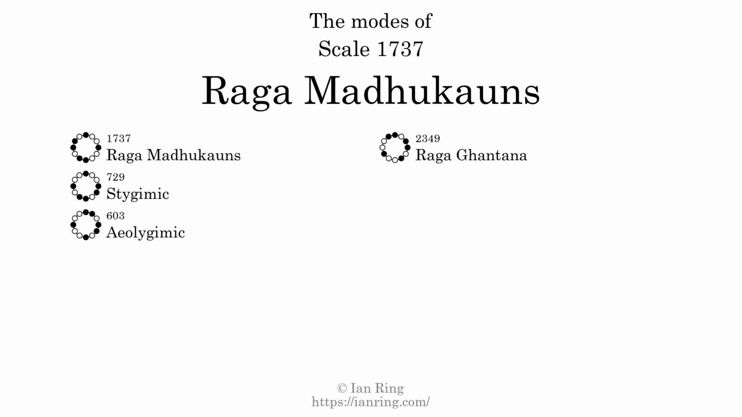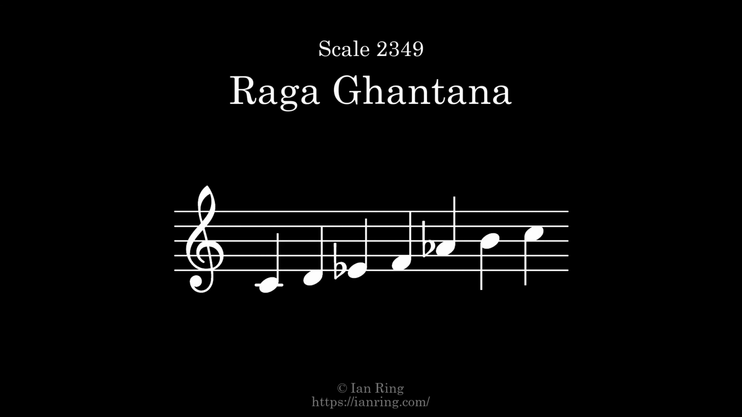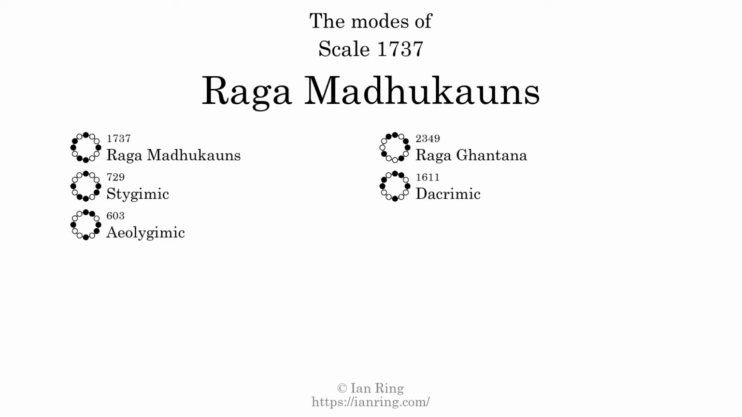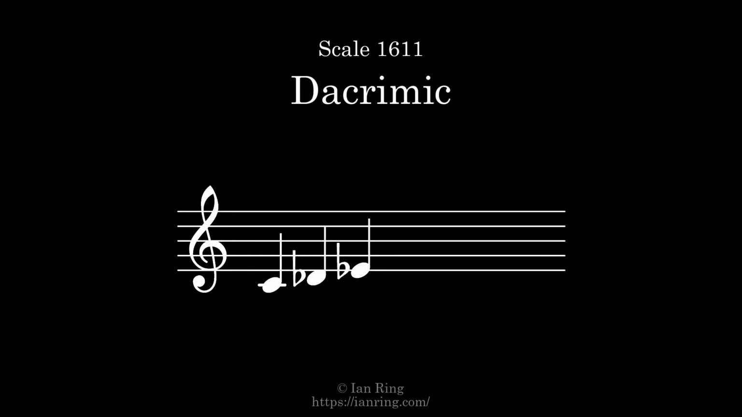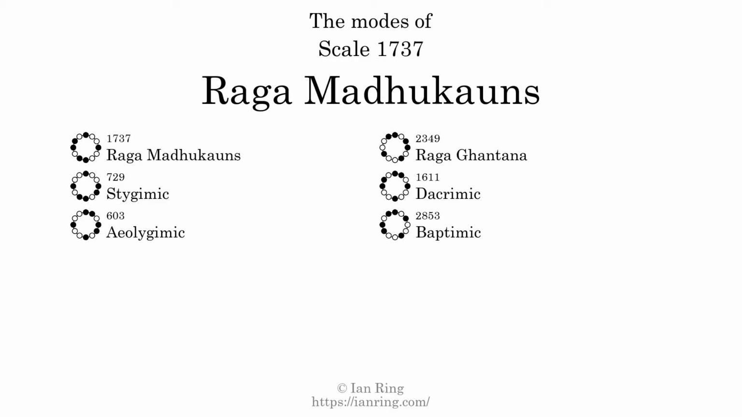The fourth mode is scale 2349, also known as Raga Madhukauns. It sounds like this. The fifth mode is scale 1611, also known as dichromic. It sounds like this. The sixth and last mode is scale 2853, also known as baptimic. It sounds like this.